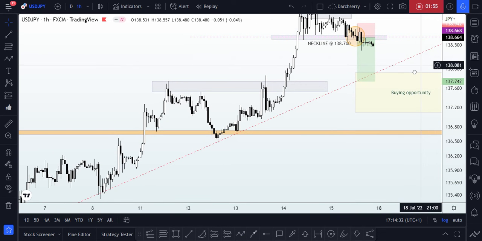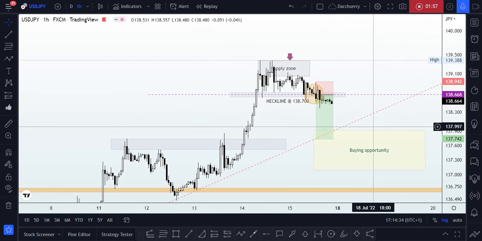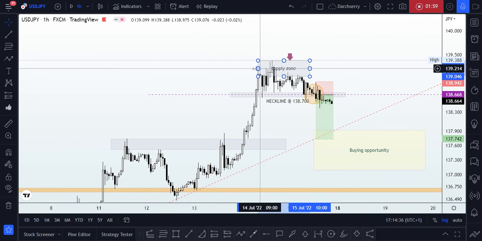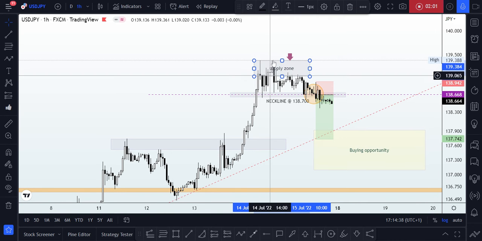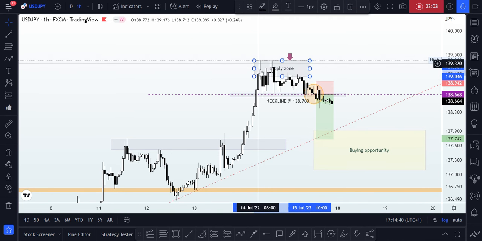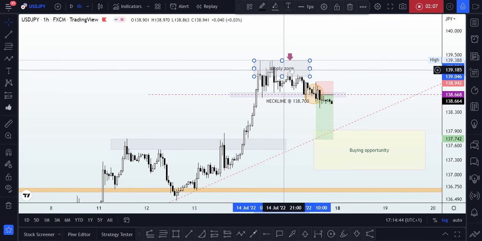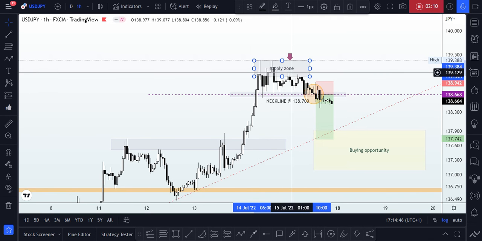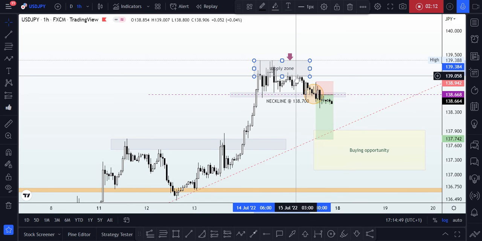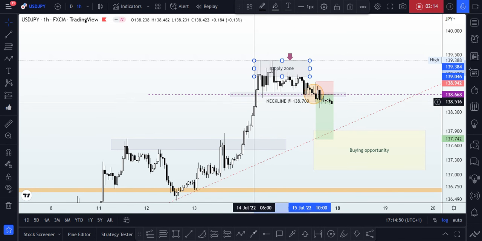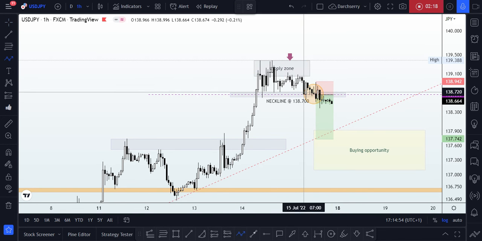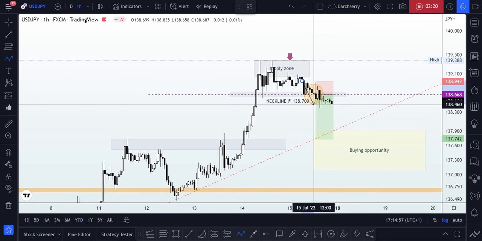Look at what structure we have here. I was able to identify a supply zone. As you can see, price has been rejecting this area since the 14th of July multiple times to give us lower highs at this point. So in that regard, we have a neckline structure at 138.700, which appears to have been broken during the later part of last week's trading session.